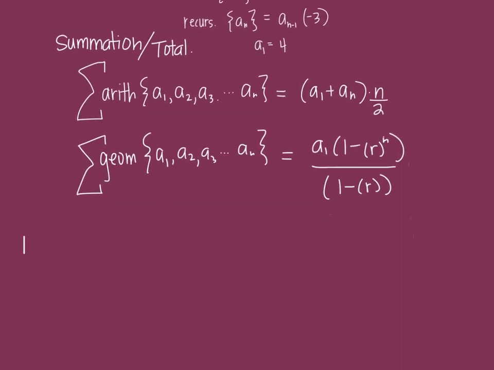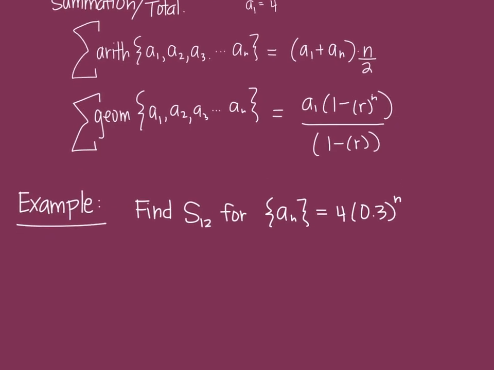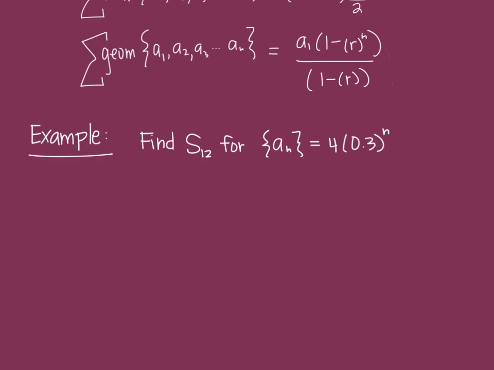All right, so let's try an example or two of finding the summation or the total of an entire geometric sequence. Okay, so here's your first example. Find S12 for the sequence that goes like this. 4 times 0.3 to the n. So S12 means there's 12 numbers in the sequence. It doesn't mean you have to find them all. It just means you need to know that there are 12.